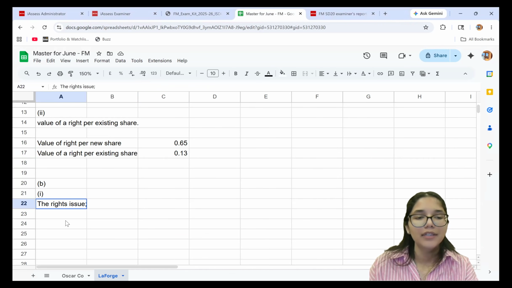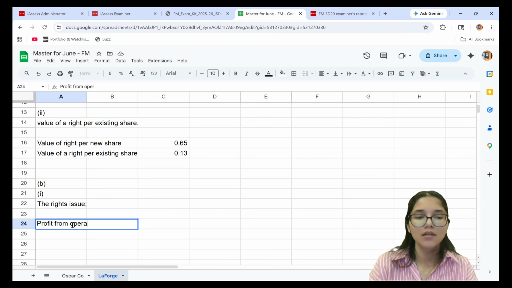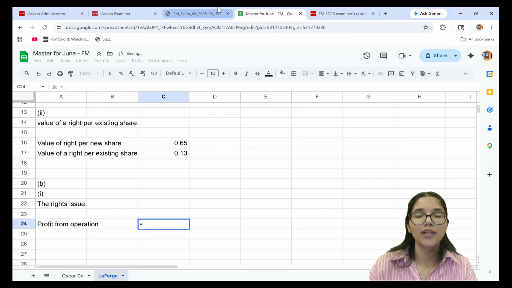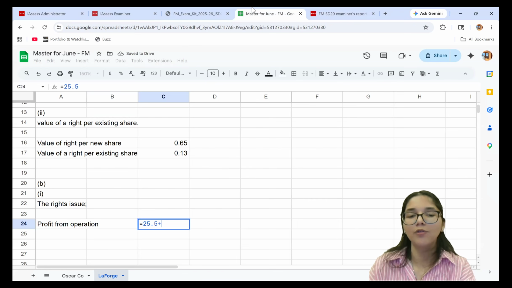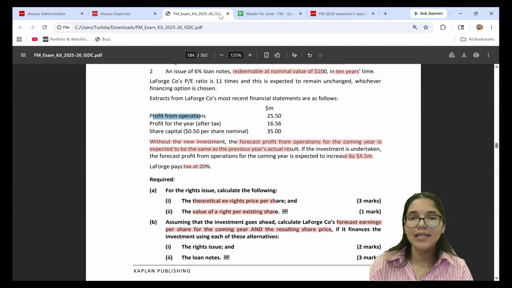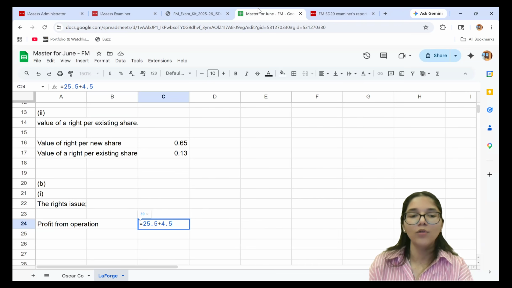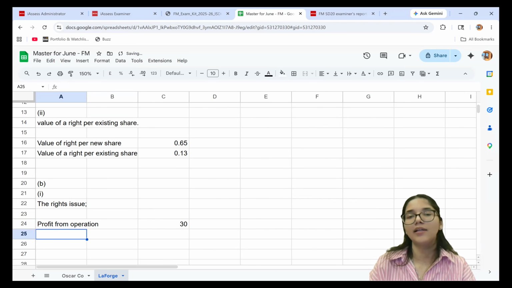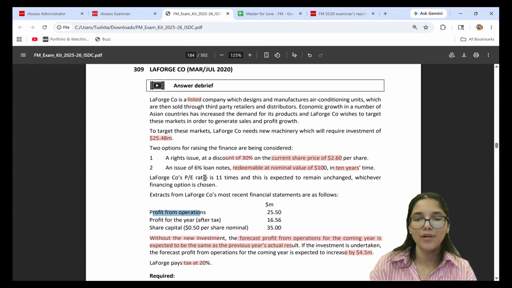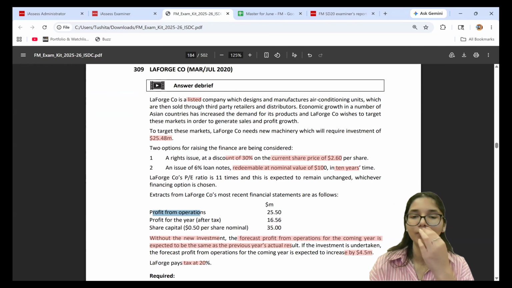Okay. So the rights issue, firstly, if I talk about my profit from operations. Earlier, I used to have 25.5. Now it's going to increase by 4.5 million more. So my total profit is now going to come to $30 million. Then the next thing that is going to be subtracted from my profits from the operations is, what will I subtract, guys? To come to profits after taxes, what do I need to subtract? I need to subtract the interest as well as taxes.